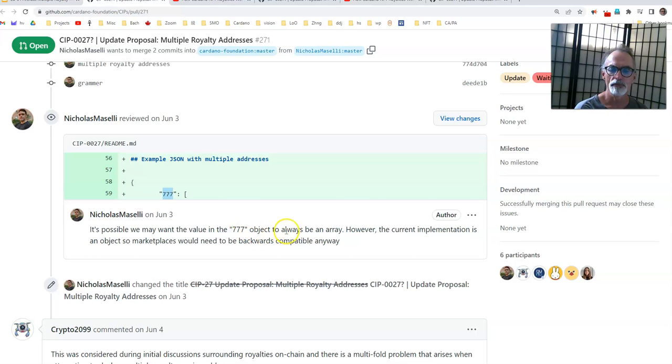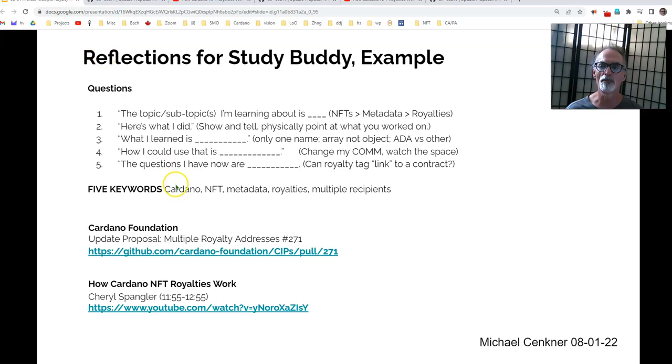So they get talking from a programming point of view. In that case, if there's more than one, it wouldn't be a single value. It would be an array, and it would need to be backwards compatible. And so they're talking about the technical reasons about why this basically is not possible at this time. That was my understanding of it. This is a technical explanation.